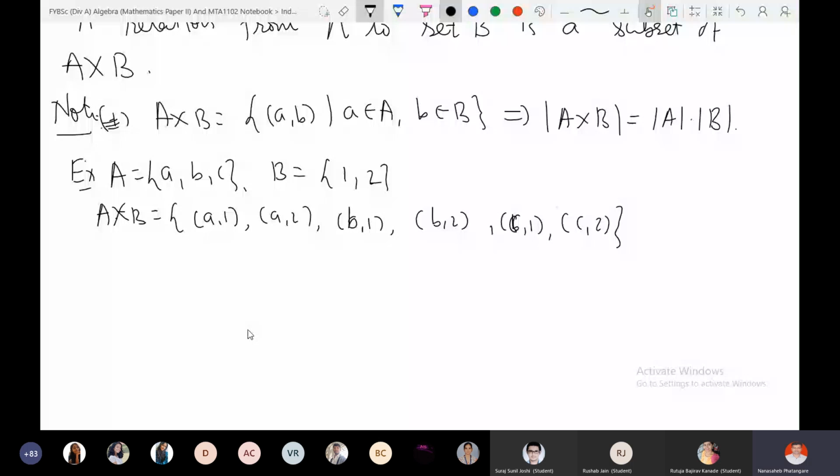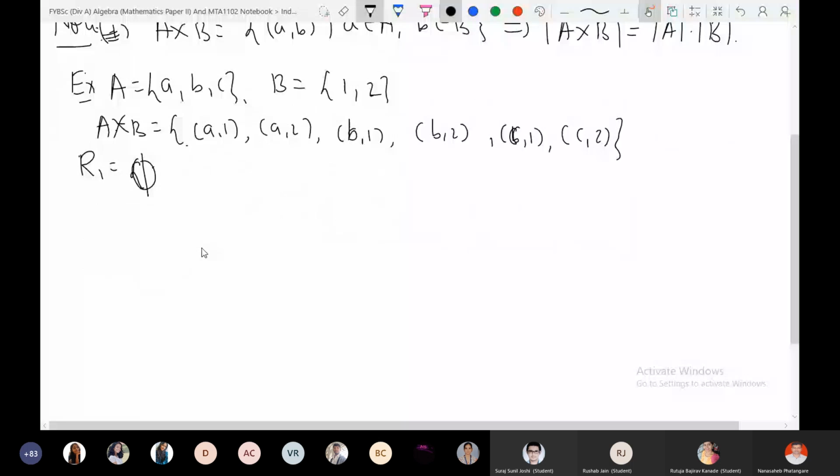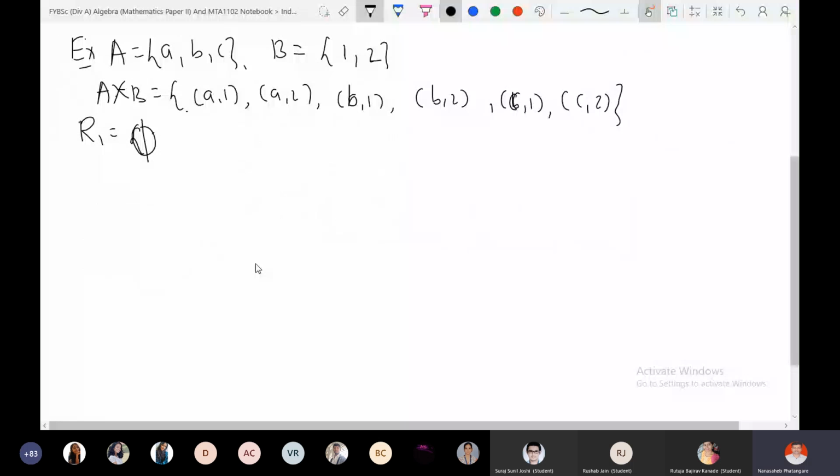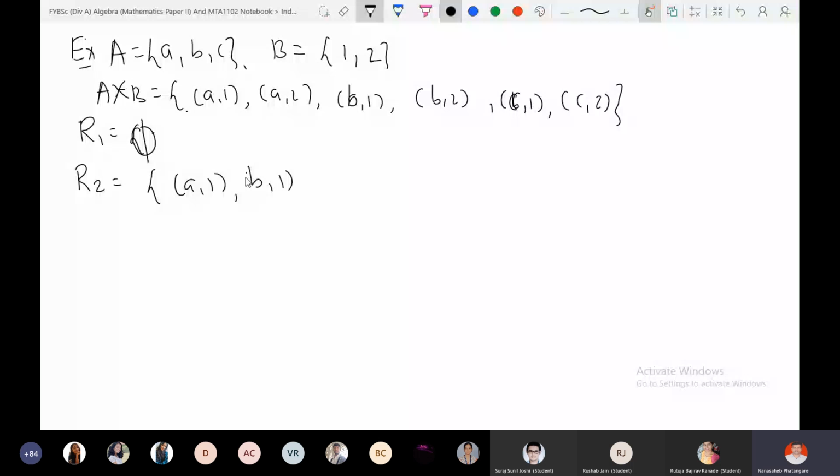Fine. So I will take R1. I will just take any subset of this. So I can take the empty set. So the empty set is a subset of every set. Is the empty set a relation? Right. So the empty set is a relation. Of course it is a relation. I will explain this later on, but why? That we'll discuss. I will take (a,1), (b,1). I will take only two elements from A cross B. So this is a relation.